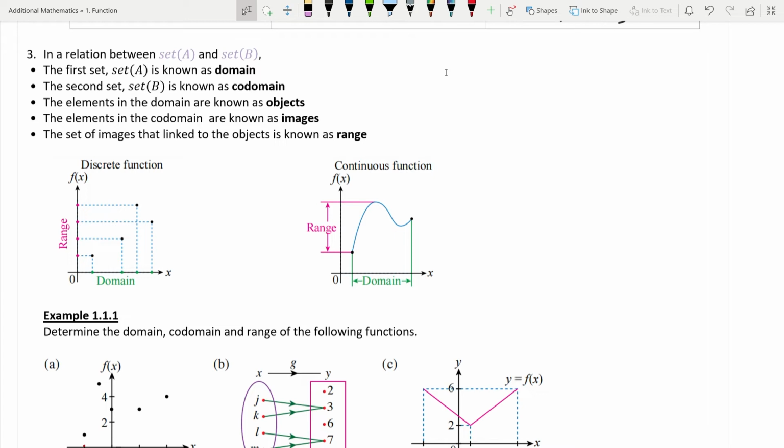Here we have examples of a discrete function and a continuous function. Usually the domain is represented by the x-axis, while the range and images are represented by the y-axis.